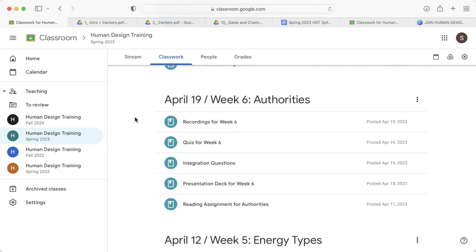Authority is how you make decisions. Two types could have the same authority. So I'm an emotional manifesting generator. You could also have an emotional projector and an emotional manifester. And even though we all have an emotional authority, we make decisions in relationship with our emotions and this concept called an emotional wave. It applies very differently because of our type.